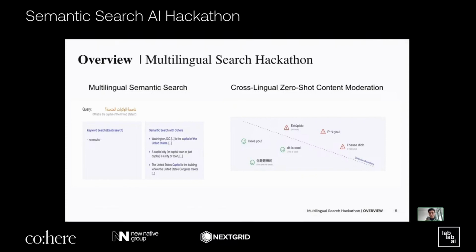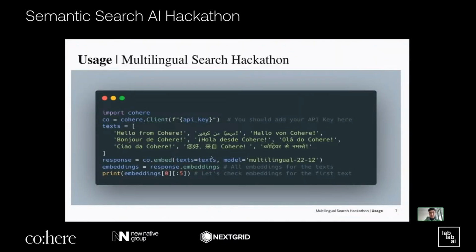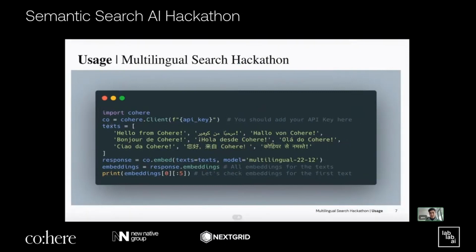I'm sure Nils and my colleagues covered these in their presentation. So let's dig more deeply into how you can use the model. You just need to import Cohere, have your text prepared in a list, and then call co.embed with your text, and you'll get the embeddings easily. It is very simple. You don't need to write hundreds of lines of code, just 5 lines, and you have your embeddings.